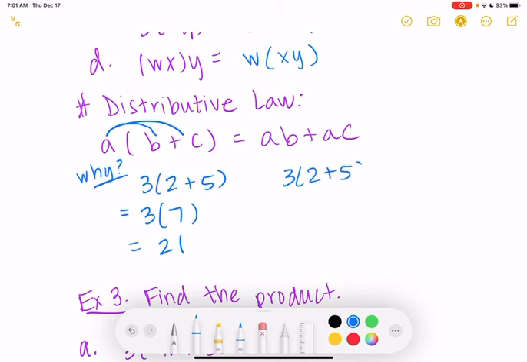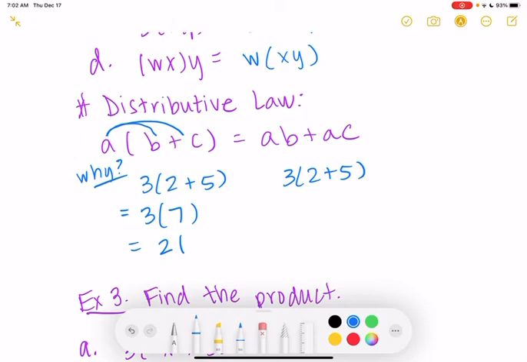Mathematically it works, but you wouldn't typically use the distributive law in a problem like this because we have the order of operations. But sometimes you might have a variable in there. Like instead of the 2, it might be an x, and if you had x plus 5, you wouldn't have that order of operations to combine those if you didn't know what the x was. So to simplify, you would use the distributive property, okay?